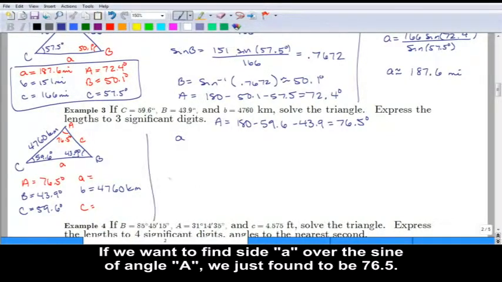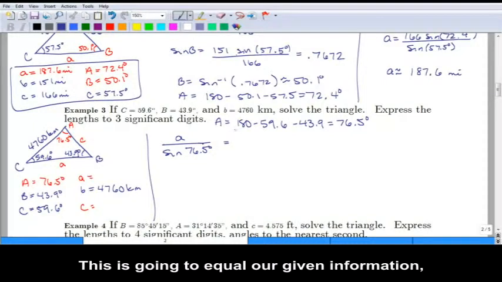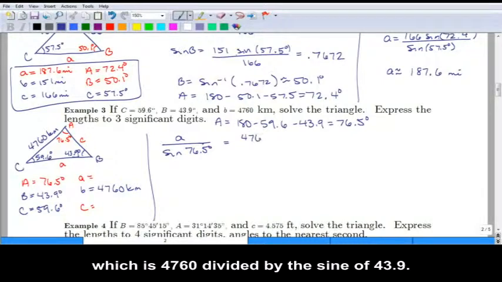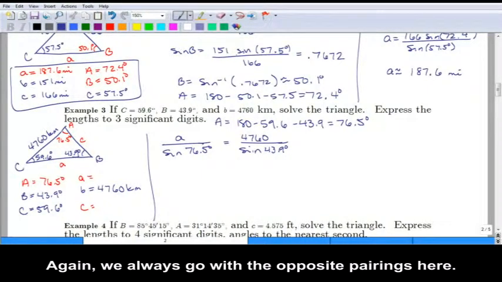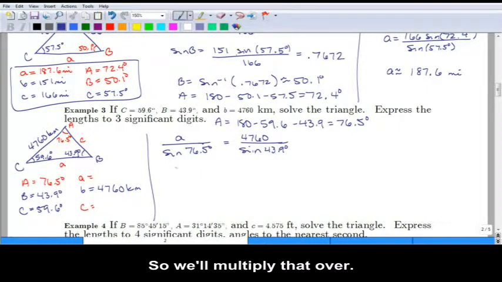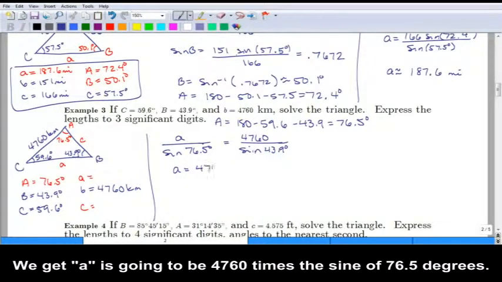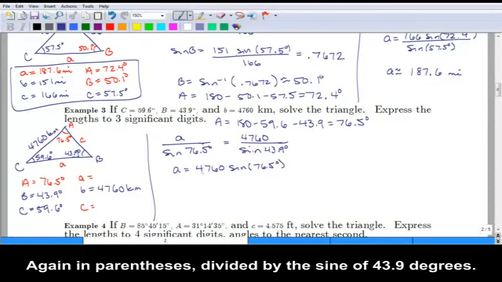If we want to find side A over the sine of angle A we just found to be 76.5, this is going to equal our given information, which is 4760 divided by the sine of 43.9. Again, we always go with the opposite pairings here. So we'll multiply that over. We get A is going to be 4760 times the sine of 76.5 degrees, again in parentheses, divided by the sine of 43.9 degrees.